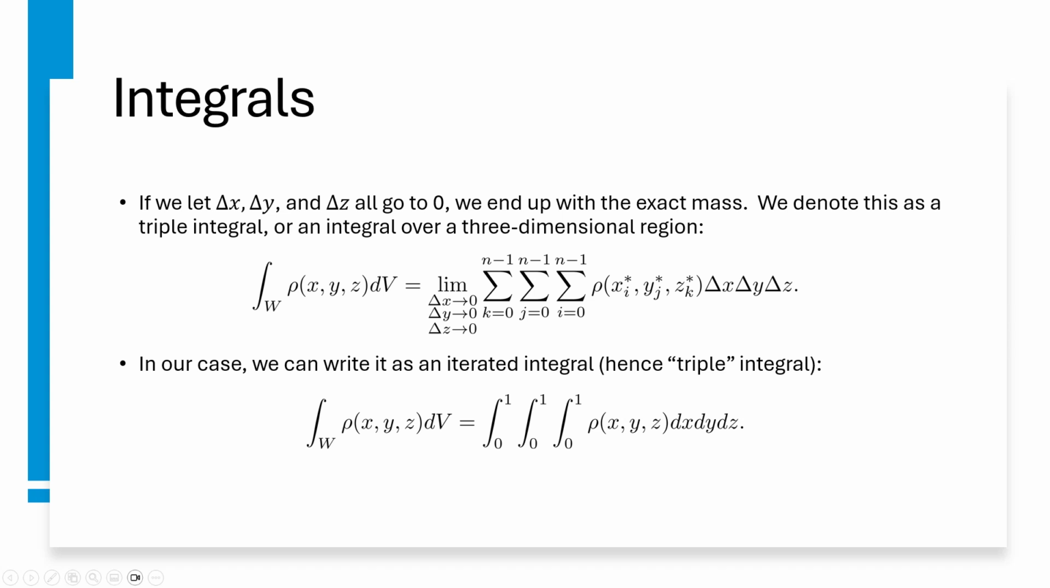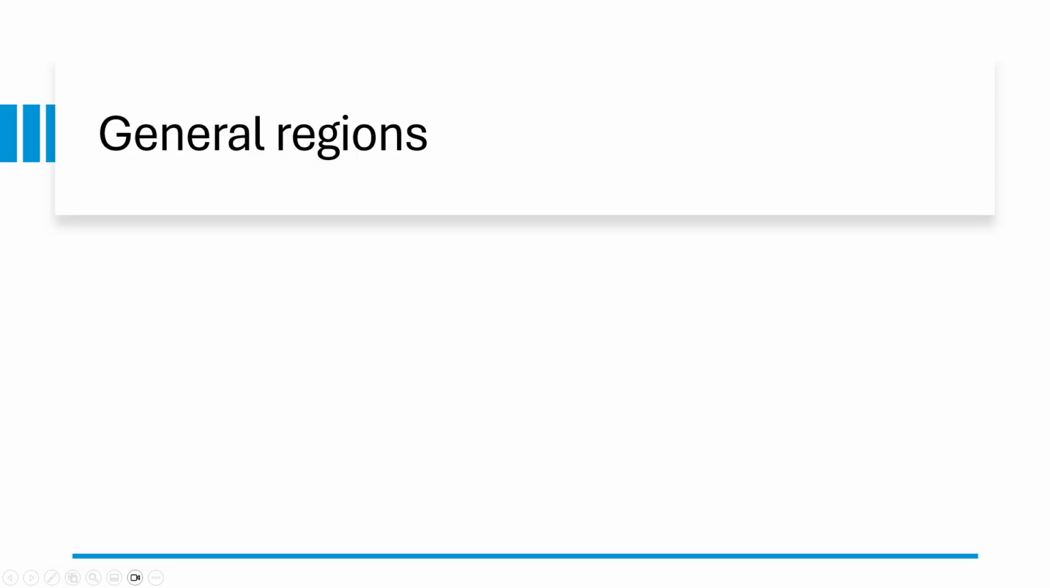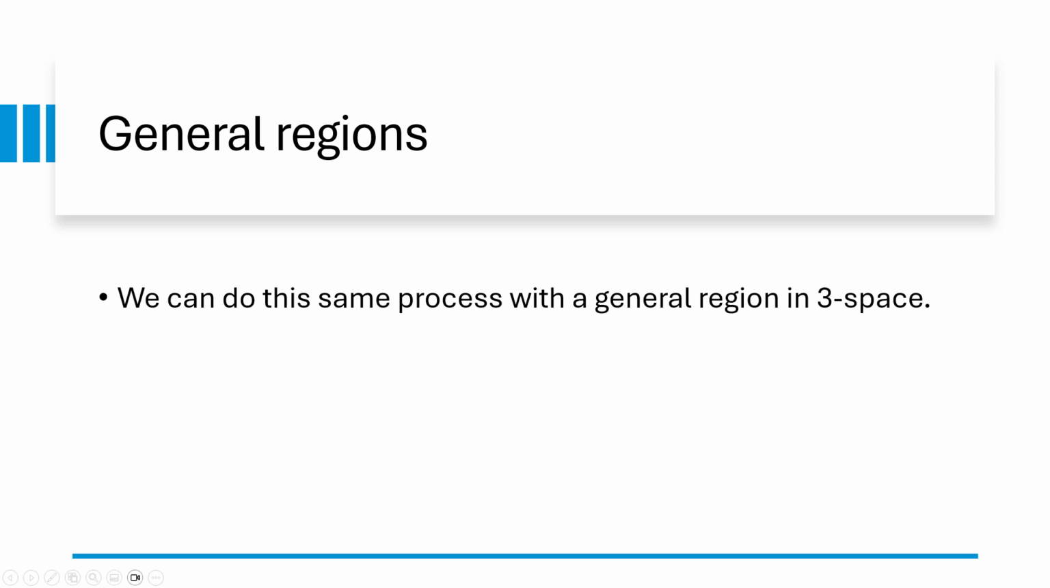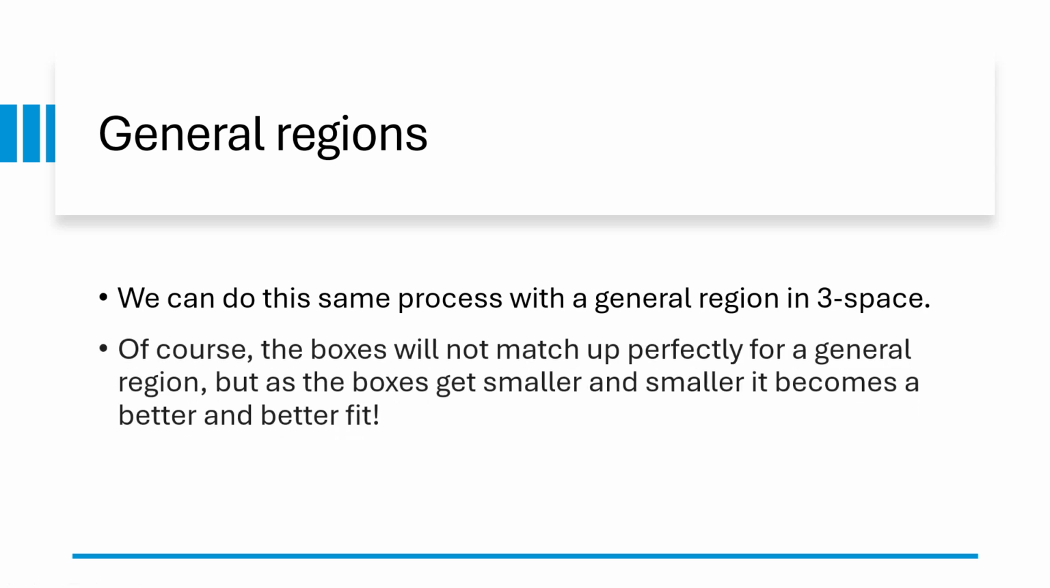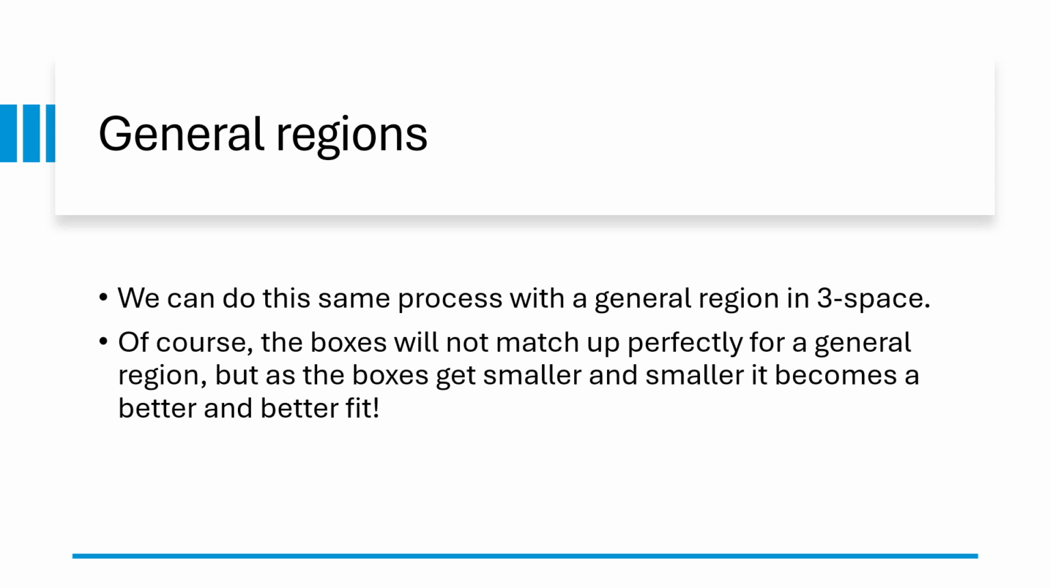Now, as we saw in two-dimensional integrals, obviously we don't want to have to just stick with boxes or squares. We want more general regions. So same thing we did in the other cases. The boxes don't necessarily match up perfectly for a general region, but if you let the boxes get smaller and smaller and smaller, it becomes a better fit, and you can take only the boxes that are inside the region to kind of fill it out, and that'll give us a way to deal with more general regions.